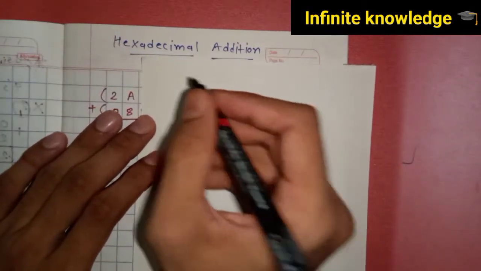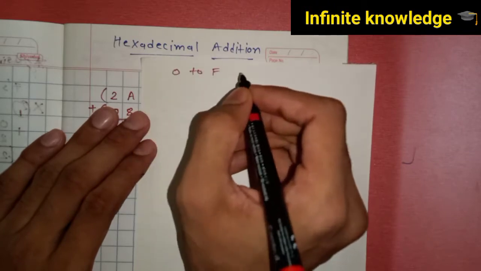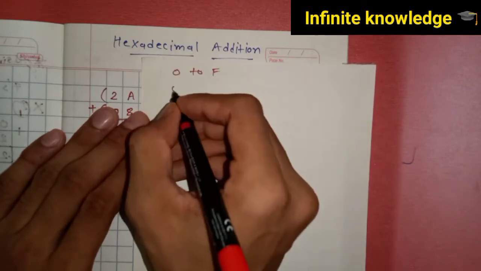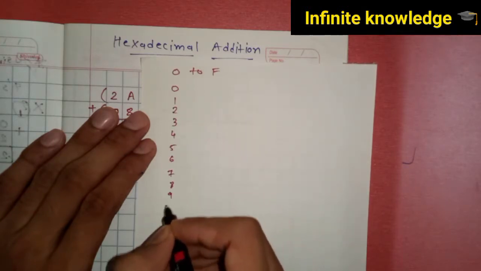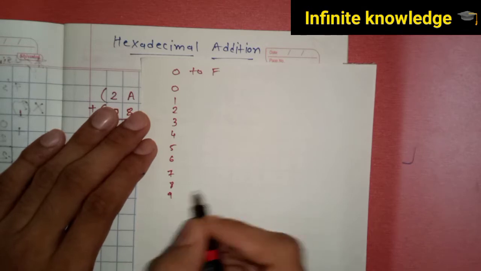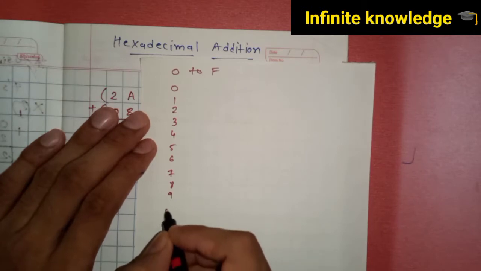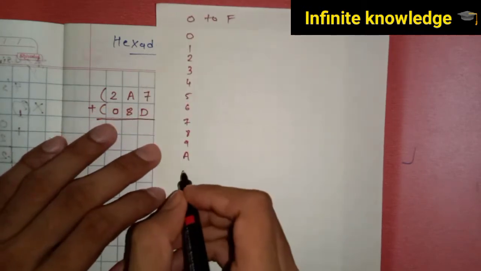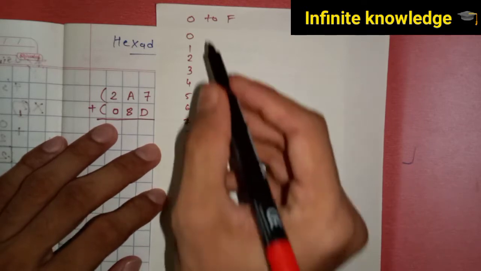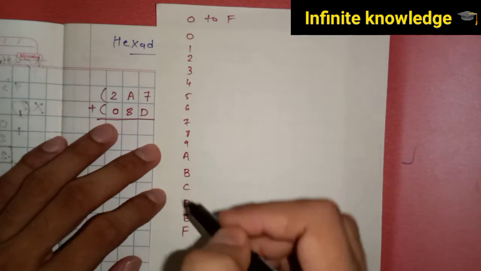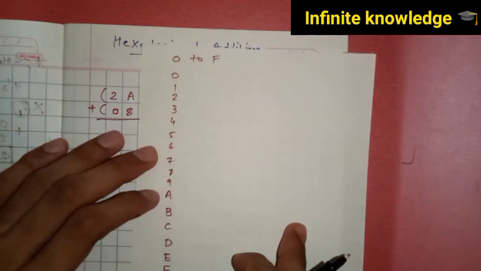A hexadecimal number contains 0 to F. These are the numbers contained in hexadecimal: 0, 1, 2, 3, 4, 5, 6, 7, 8, 9. Then in hexadecimal you write 10 as A, 11 as B, C, D, E, F. These are the numbers in hexadecimal, a total of 16 numbers in the hexadecimal number system.